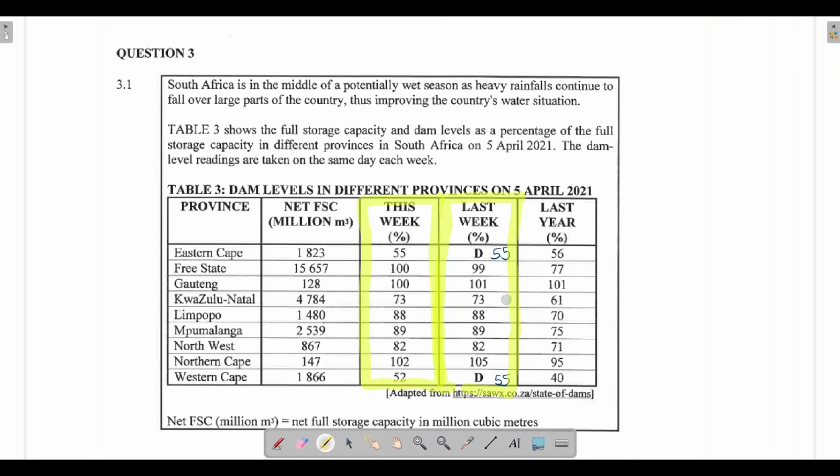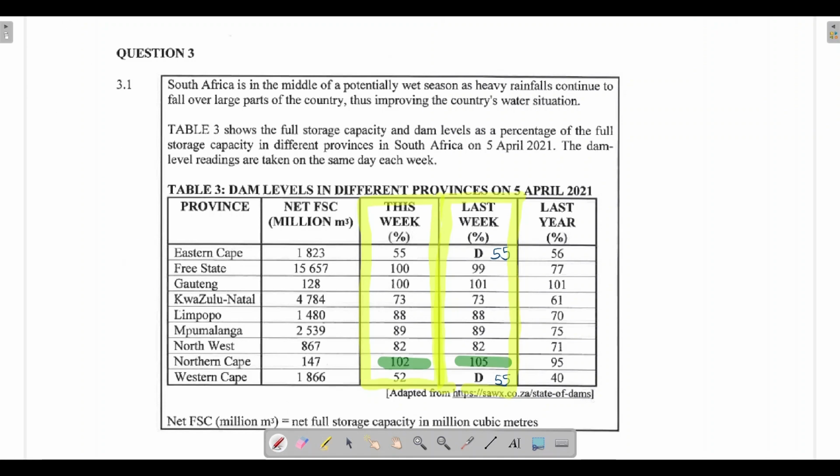73 and 73, it's not exceeding. 88 and 88 is not exceeding. 89 and 89 is not exceeding. 82 and 82, not exceeding. 102 and 105, both of these are exceeding 100. 102 is more than 100. 105 is also more than 100. And both of them exceed 100. So therefore, that is our favorable outcomes that we are looking for.